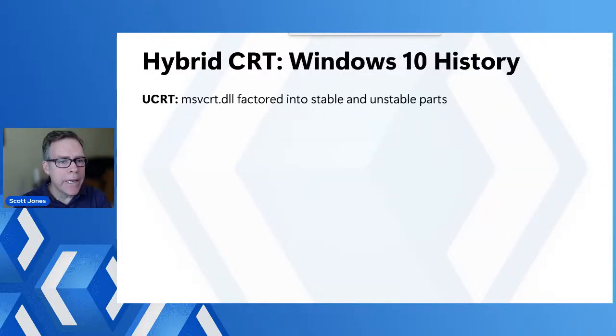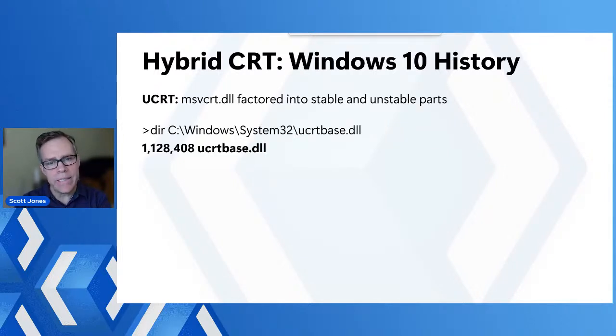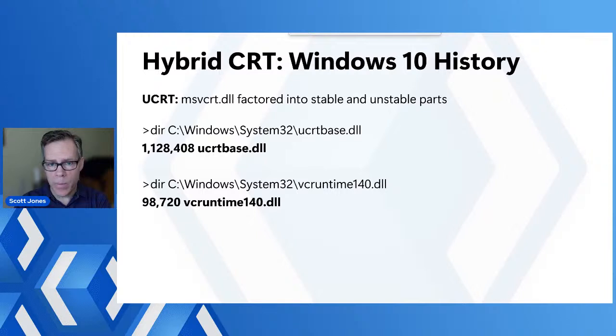Moving forward to Windows 10, we did a major refactor of the legacy MSVCRT DLL into two parts that we called stable and unstable. The stable part ended up in the system as a system DLL, UCRT-based DLL, as you see here, over a megabyte. And the so-called unstable parts, which really means the parts that are versioning frequently, could include bug fixes, but it's really more the startup logic that would wrap your WinMain, DLL main routines, as well as intrinsics, exception support, and so on.